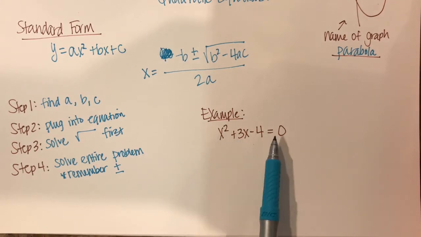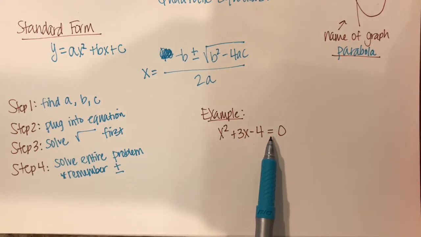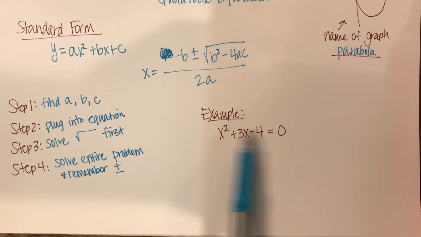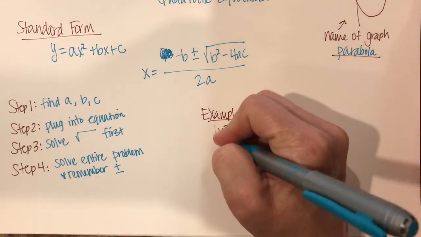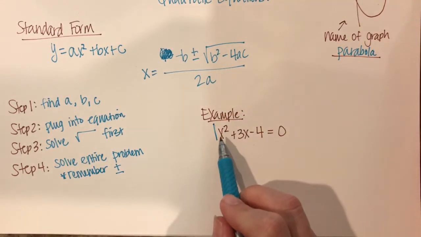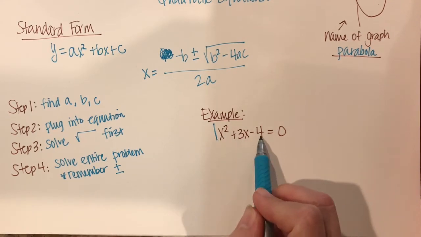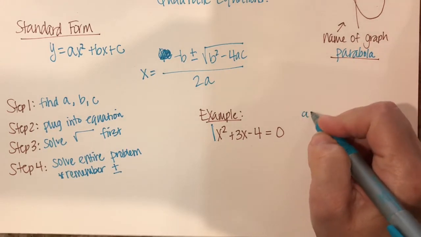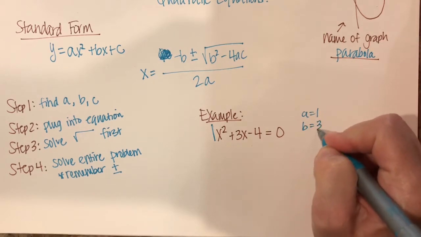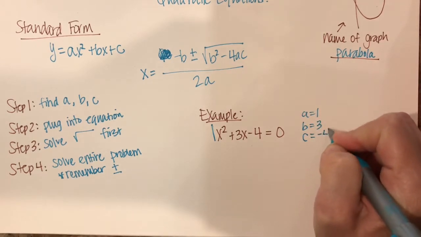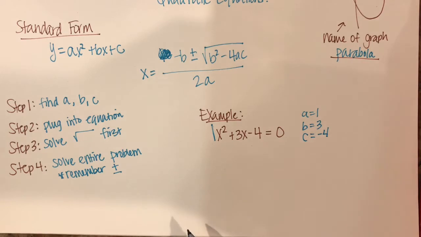So this is already in standard form. That's good. And it says equals 0. This will only work if it says equals 0. Remember, if it's just an x squared, it means 1x squared. So this is your a, your b, and your c. So a equals 1, b equals 3, c equals negative 4. Since it's minus 4, it's negative 4.